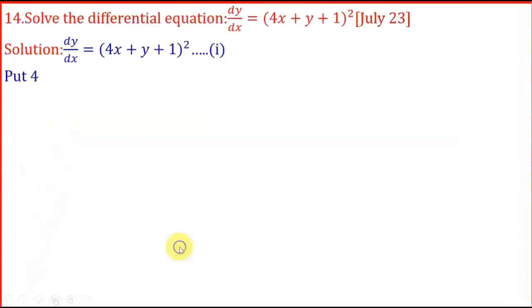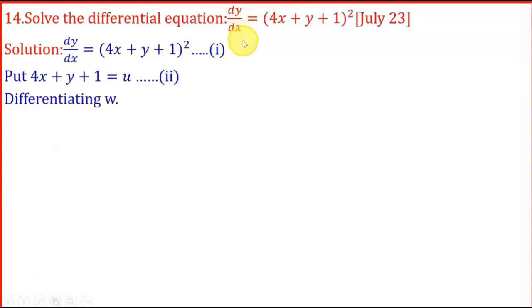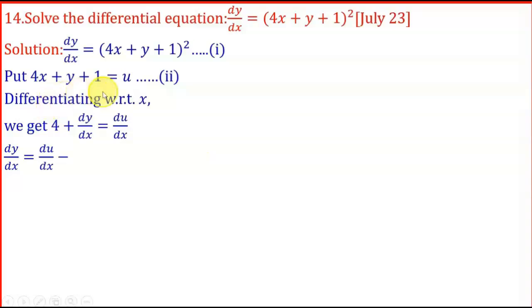Next, solve the differential equation dy by dx is equal to in bracket 4x plus y plus 1 bracket square. Put 4x plus y plus 1 is equal to u. Differentiate. Okay, this substitution is very important. The derivative of 4x is 4, the derivative of y is dy by dx, the derivative of 1 is 0. And what about the u? The derivative of u is du by dx.